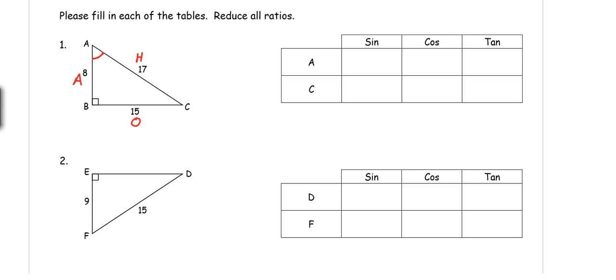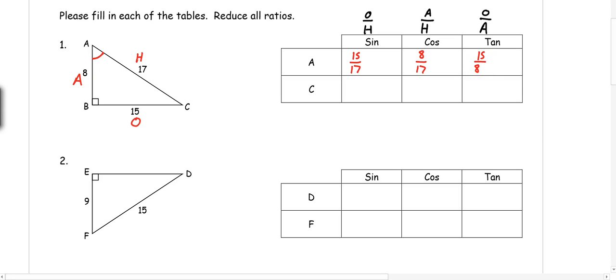So remember that sine is opposite over hypotenuse. Cosine is adjacent over hypotenuse. And tangent is opposite over adjacent. So in this case, if I want the sine of A, my opposite side is 15 and my hypotenuse is 17. Cosine of A. So cosine is your adjacent, which is 8, over your hypotenuse, which is 17. And your tangent is opposite, which is 15, over your adjacent, which is 8.